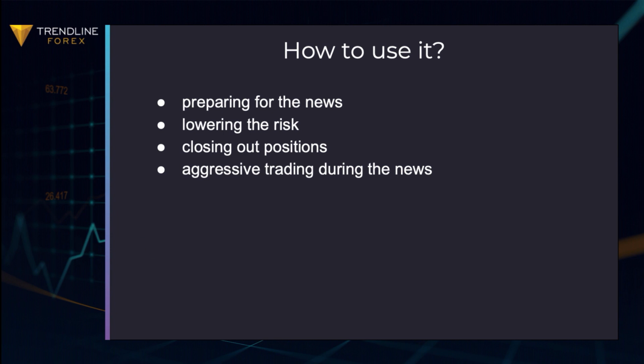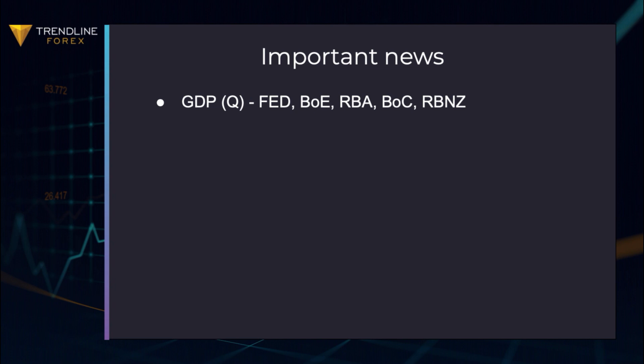Okay, and now let's see which are the news that we have to be aware of. The first one that we're going to start off with is the gross domestic product for a certain country or economy. And pay attention to what we have here. I'm talking about the quarterly GDP numbers, all right? I'm not talking about the one that comes out on a monthly basis because it doesn't affect the market that much.